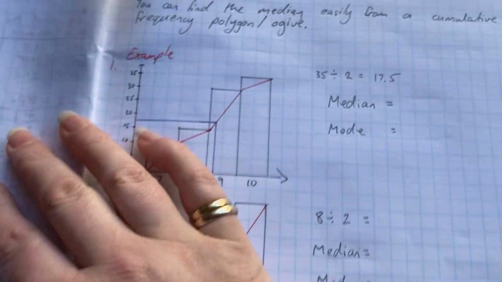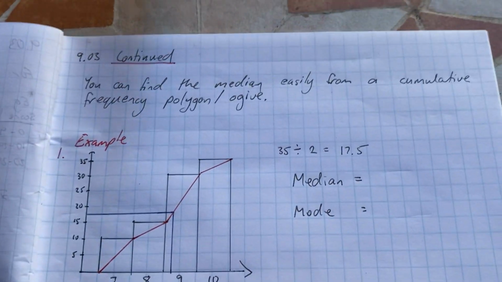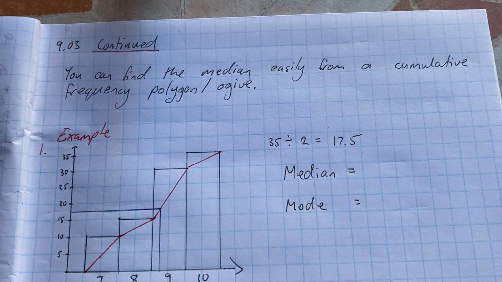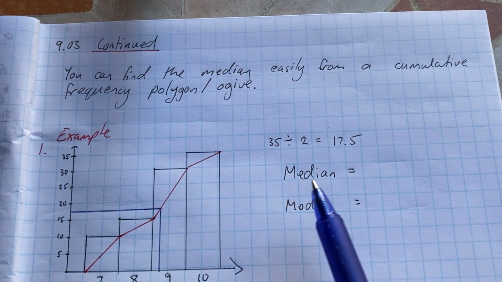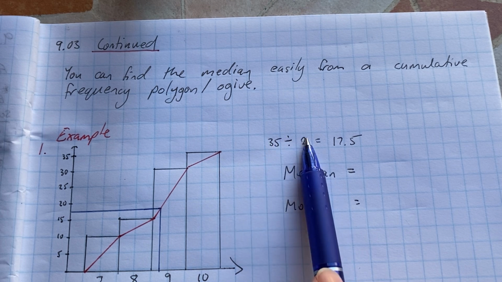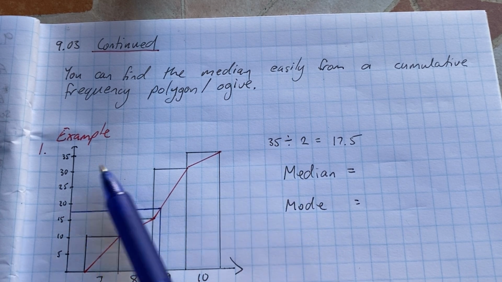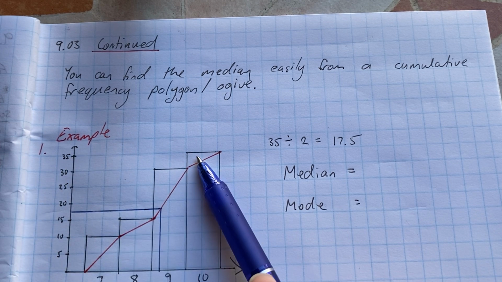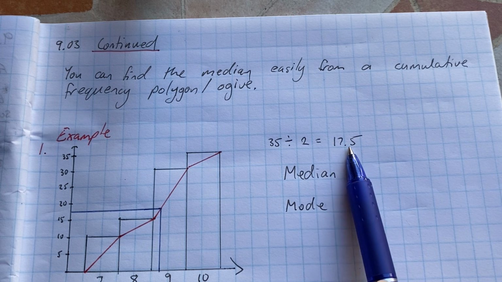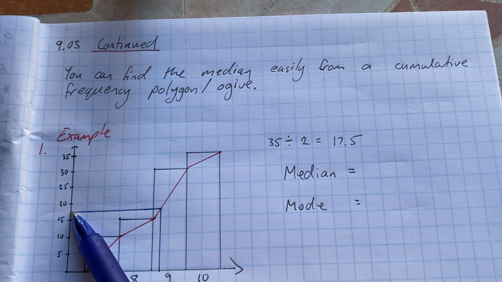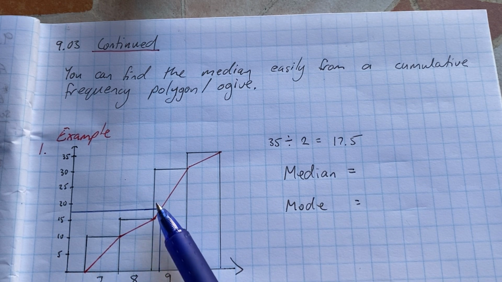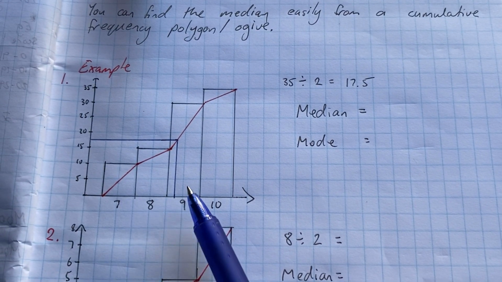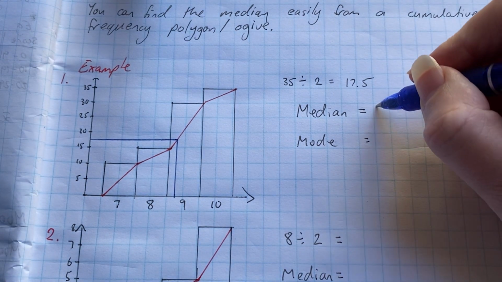Okay, you can also find the median from an ogive, the cumulative frequency polygon. So remember, that's the red line on the graph. And this is really simple. So you don't need to do the n+1. There are 35 scores, because remember the top of cumulative frequency is the total number of scores. It's accumulating. So halve that, 17.5. Find 17.5, draw a horizontal line until you hit the ogive and go straight down. This came down in the 9 column, so the median is 9.